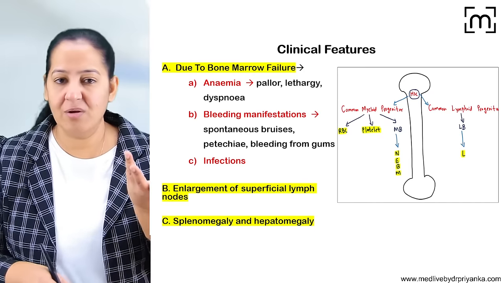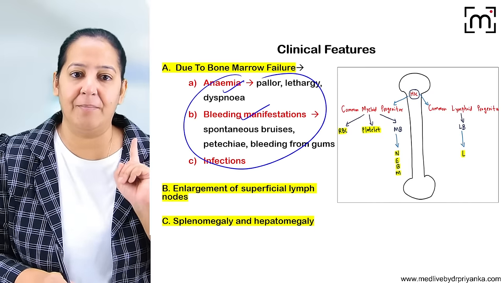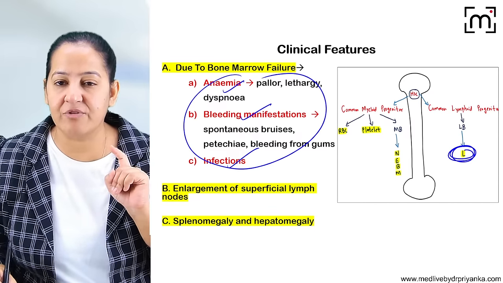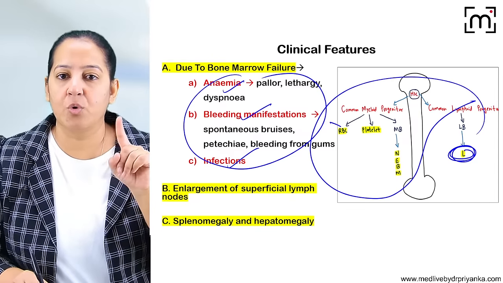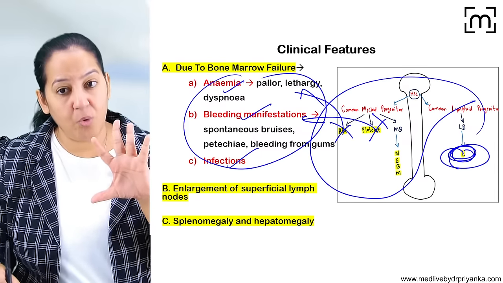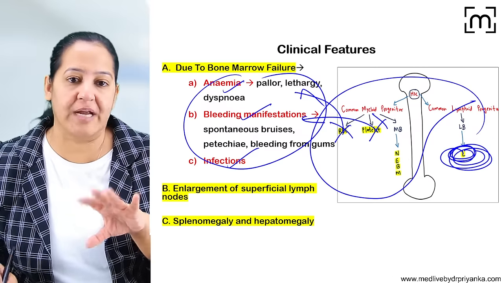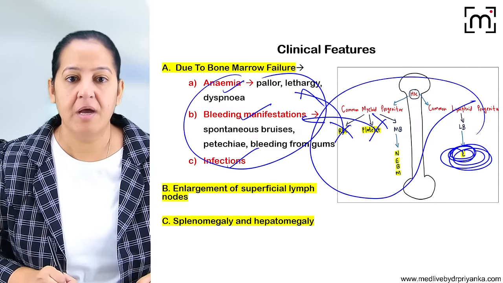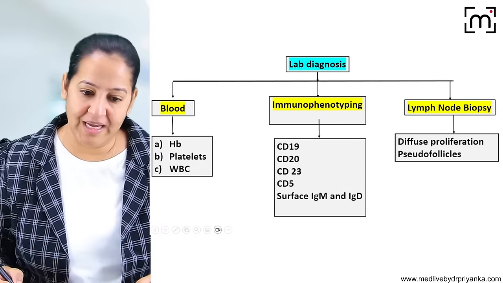You got it? So here also the same three clinical features: anemia, bleeding disorders, infection, because here most of the cells are lymphocytes. They will replace everything else. So no RBC, patient has anemia. No platelet, patient has bleeding disorder. And most of the cells are only mature but abnormal lymphocytes, so the patient has high susceptibility to infection. But lymphadenopathy, hepatomegaly, splenomegaly can also be present.